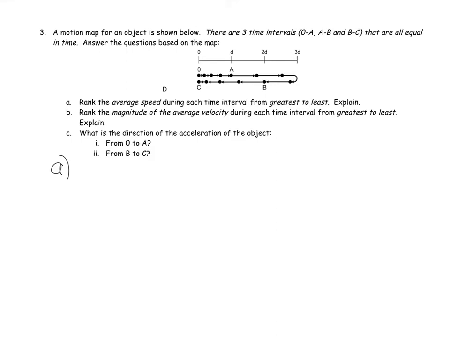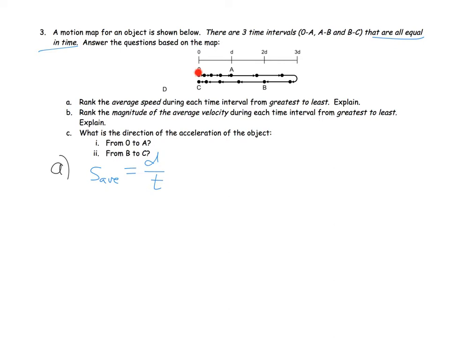So the first question that we have is we want to rank the average speed during each of those time intervals. So what I'm going to be thinking about during this time is the average speed is going to be distance over time. So I know that each one of these time intervals are equal in time, so really what I'm concerned with is in which situation do we travel the greatest distance. So that's really all I need to think about.